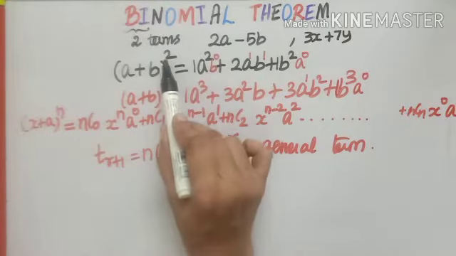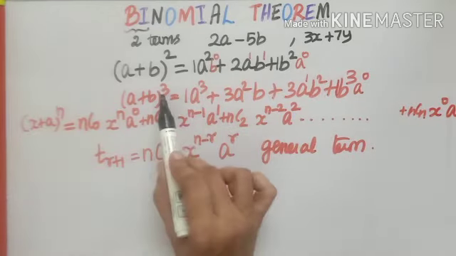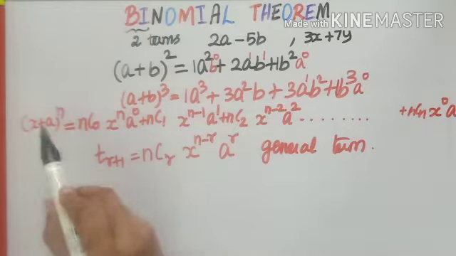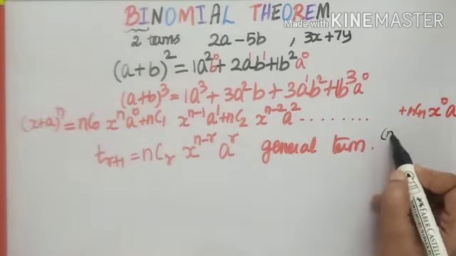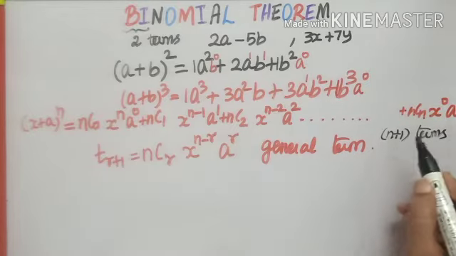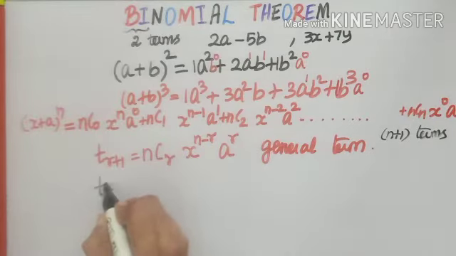When the power is 2, there are 3 terms. When the power is 3, there are 4 terms. So when the power is n, there will be n plus 1 terms. How many terms in the expansion? N plus 1. Now, when I know this n plus 1, try to write the middle term.